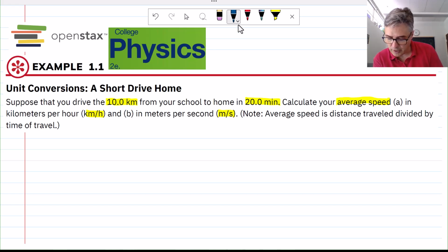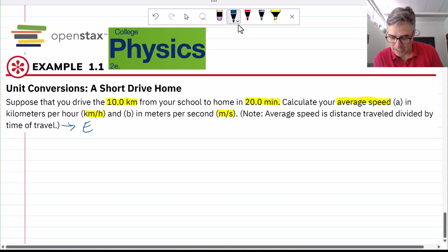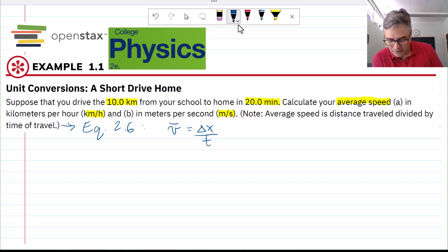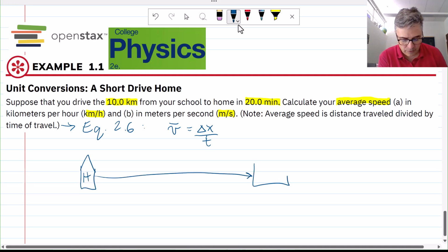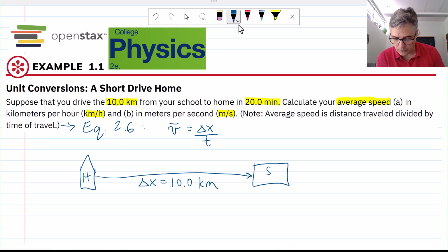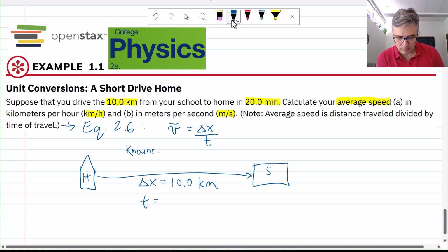And just to note here, this is actually an equation from chapter 2, equation 2.6, which is that v with a bar on the top, average speed, is equal to delta x divided by t. That's the typical notation you have there. I do think it's always good to draw a quick little diagram. If this is your home and over here is your school, then the distance, which I'm going to call delta x, is equal to 10.0 km. And so that's a known. And also the time is equal to 20 minutes.